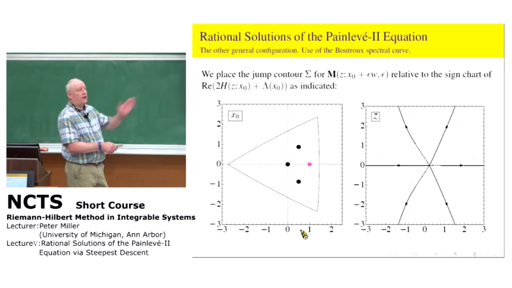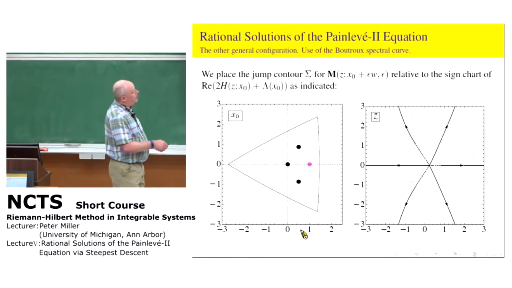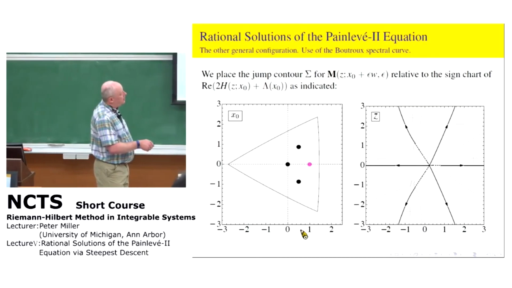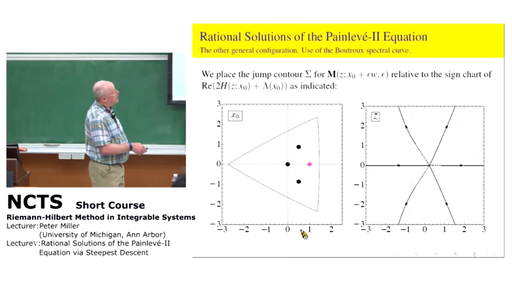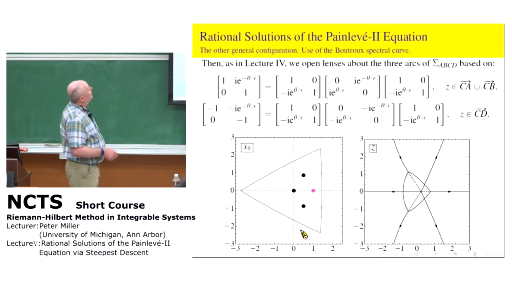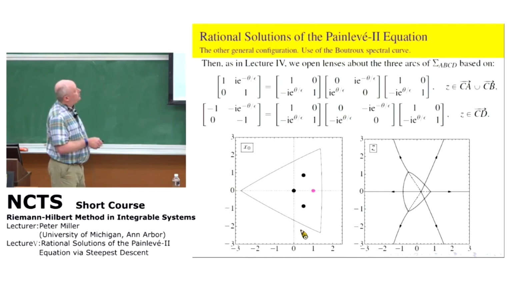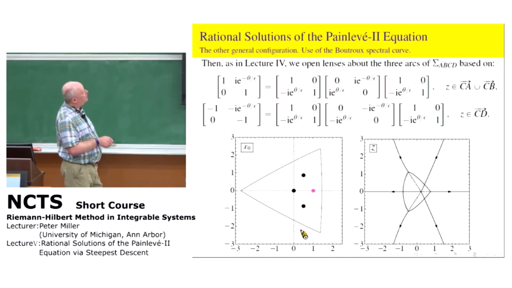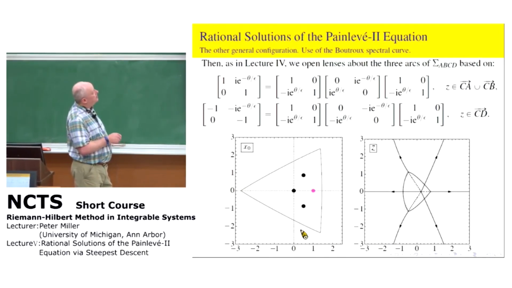So now we're passing in 3 ways over bridges, if you like. And hopefully we'll be able to control things there and there and there using the fact that these are branch cuts for our function. Okay, so anyway, as in lecture 4, we're going to open up lenses about these 3 arcs based on some factorizations. So in lecture 4, we used this upper triangular, lower triangular factorization, and this is exactly the analog in the present context of that factorization.